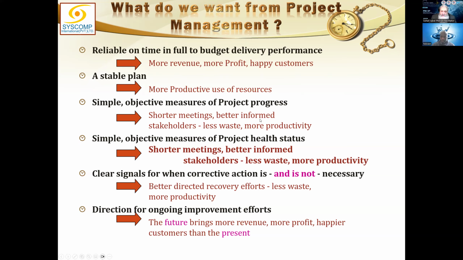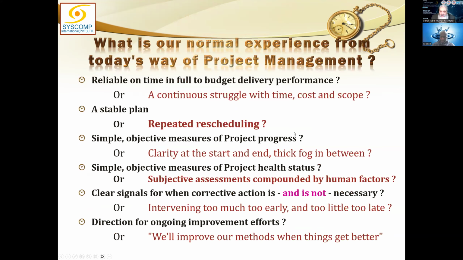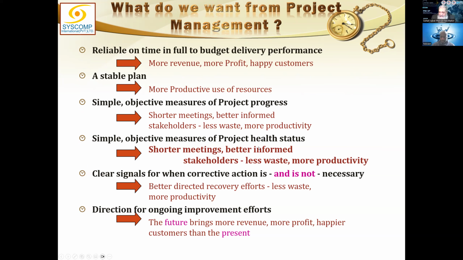Better informed, meaning to the point, stakeholders, less waste, more productivity. Don't use them unnecessarily. Stakeholders must be accessed when they are really going to be productive. Then simple objective measures of project health check, health status. Again, shorter meetings, better informed stakeholders, less waste, and more productivity.